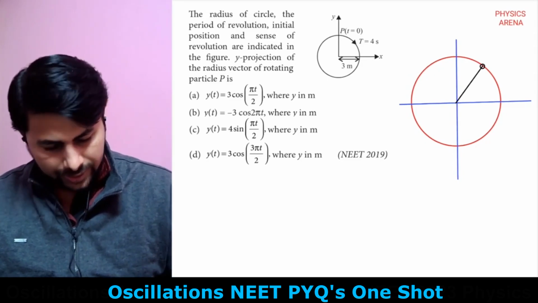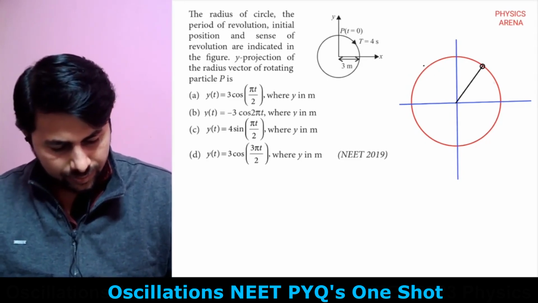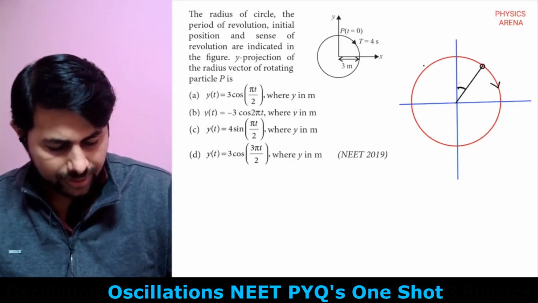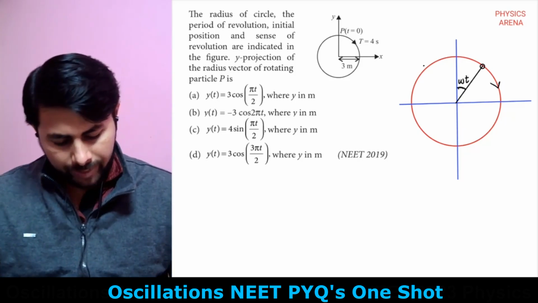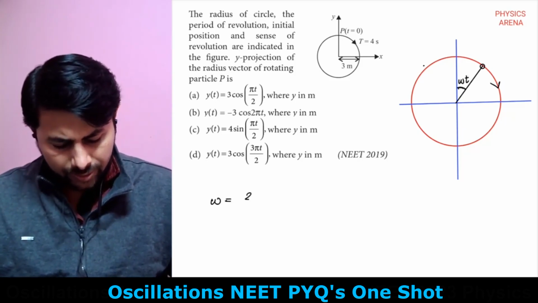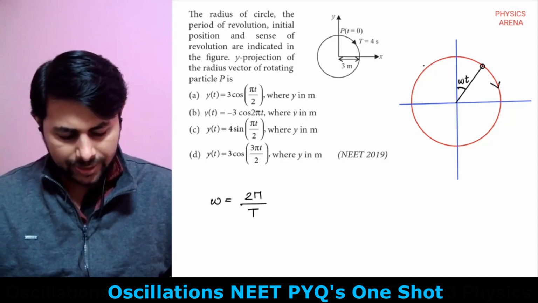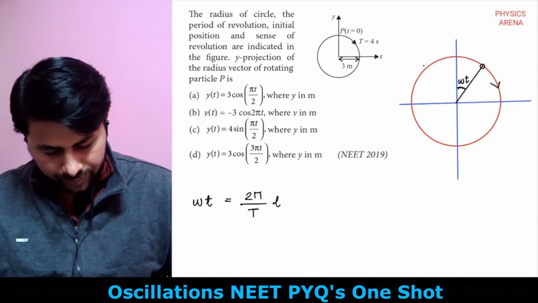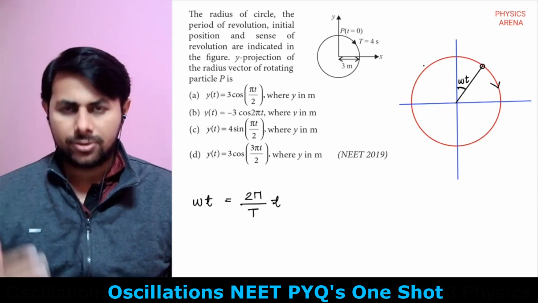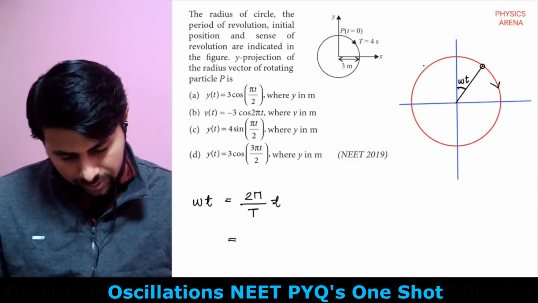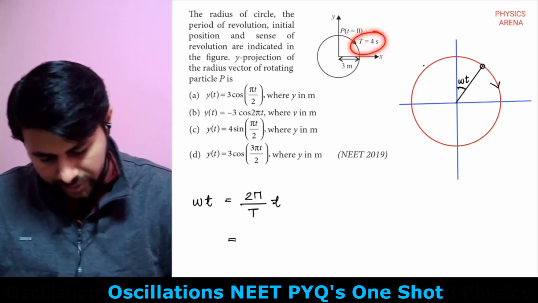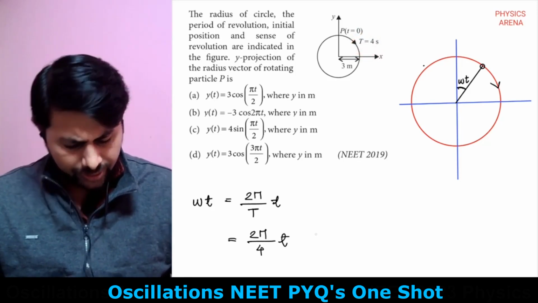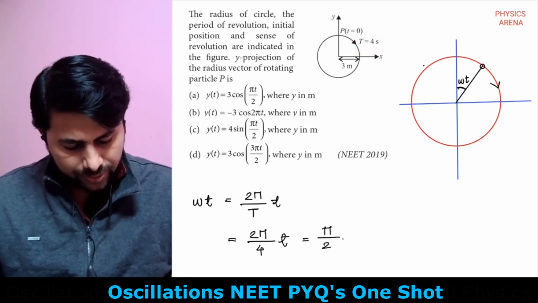Okay, it's moving like this in clockwise sense. So this much angle will be omega t. What will be omega? Omega is equal to 2 pi upon capital T. So omega t we want, it is 2 pi upon T, which is 2 pi upon, it's 4 seconds, 2 pi by 4 multiplied by t, or you can say it's pi by 2 times t.